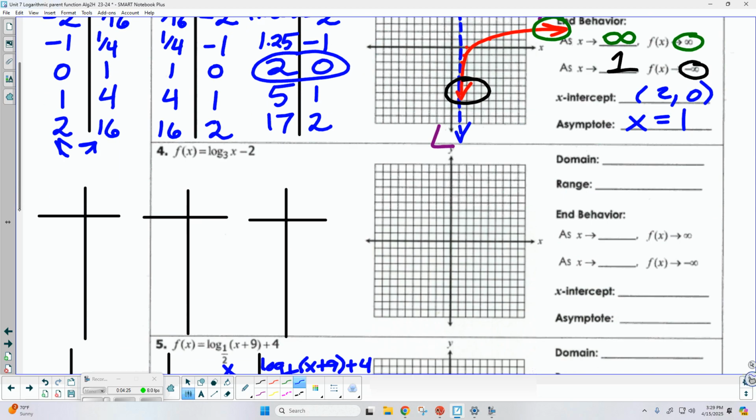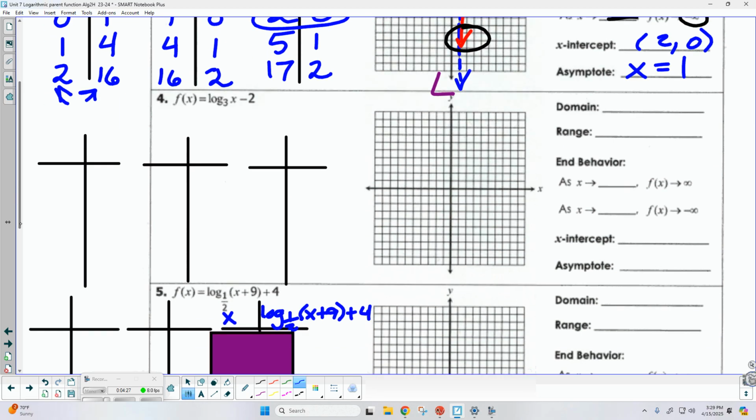Okay, let's look at number 4. So f of x equals log base 3 of x minus 2. Now, that minus 2, is this a horizontal or a vertical shift? How do we know it's vertical? There's no parentheses. If this was meant to be a horizontal shift, it would have specifically been written like this. It would have been contained in parentheses with that x. Without the parentheses, this has to be a vertical shift. It's just going to pull it down.